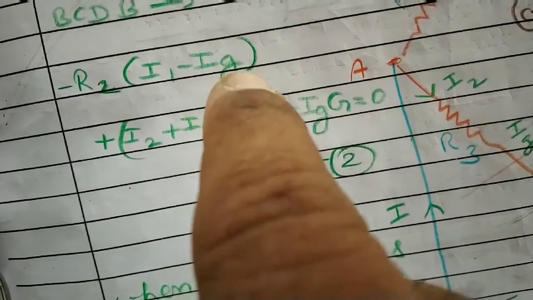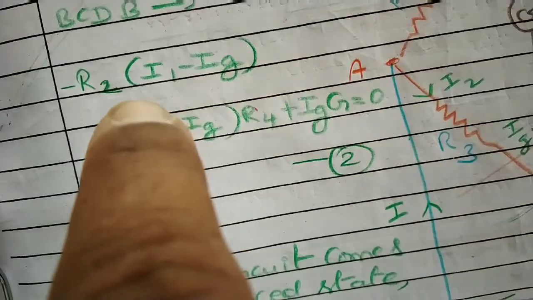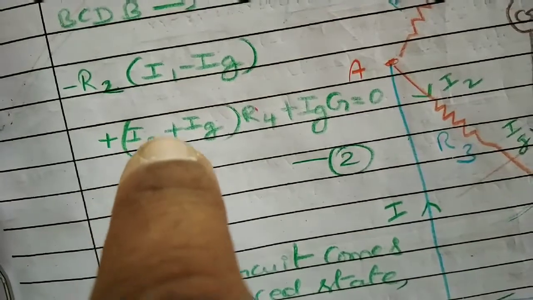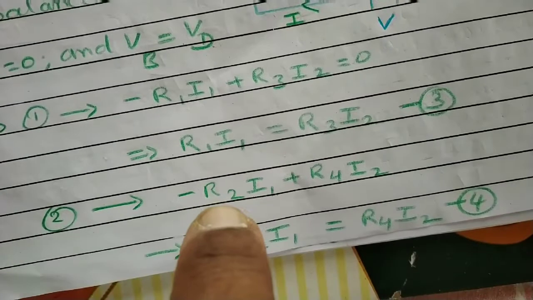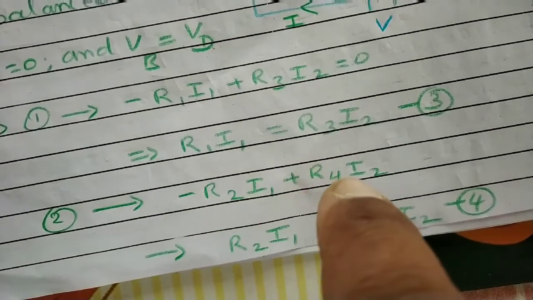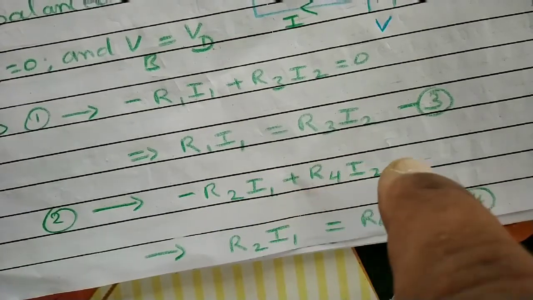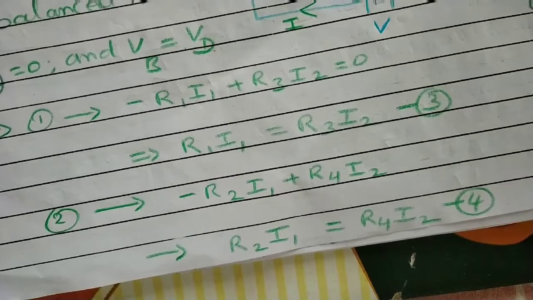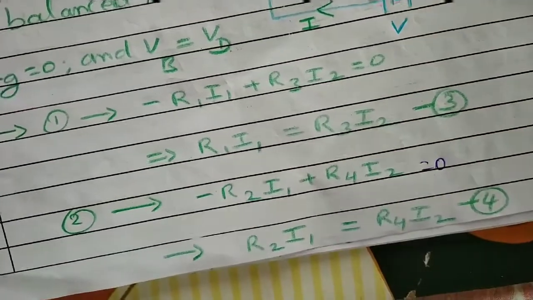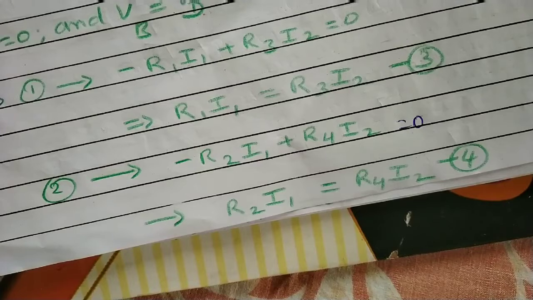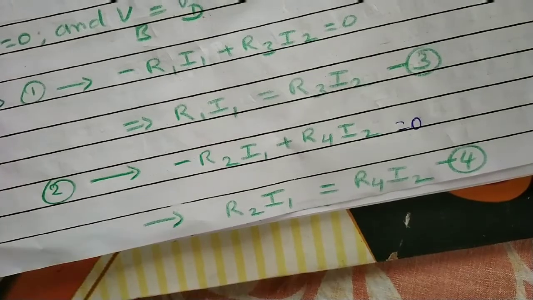Next, in equation 2 also wherever Ig is there, we should put 0. Means minus R2 I1 plus I2 R4 is equal to 0. Then take one quantity to that side, it becomes R2 I1 is equal to R4 I2.